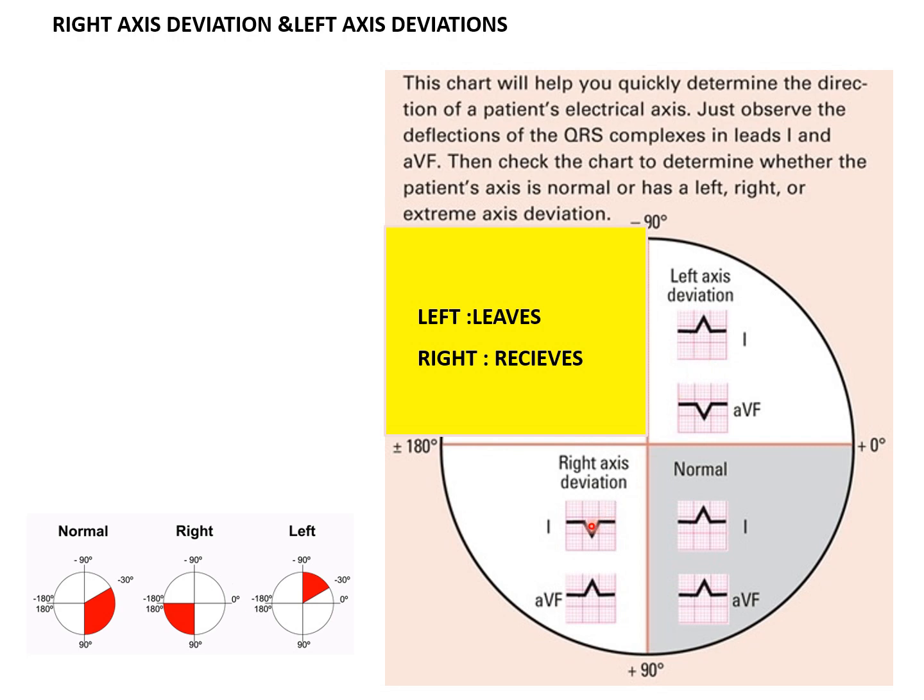Similarly, if you consider lead 1 and AVF, and the tall wave is negative in lead 1 and positive in AVF, it means these two waves are reaching each other. One is negative, one is positive. So this is right axis deviation. So leaves means left axis, L. Reaches means right axis, R. Like that we can remember the axis deviation very easily.